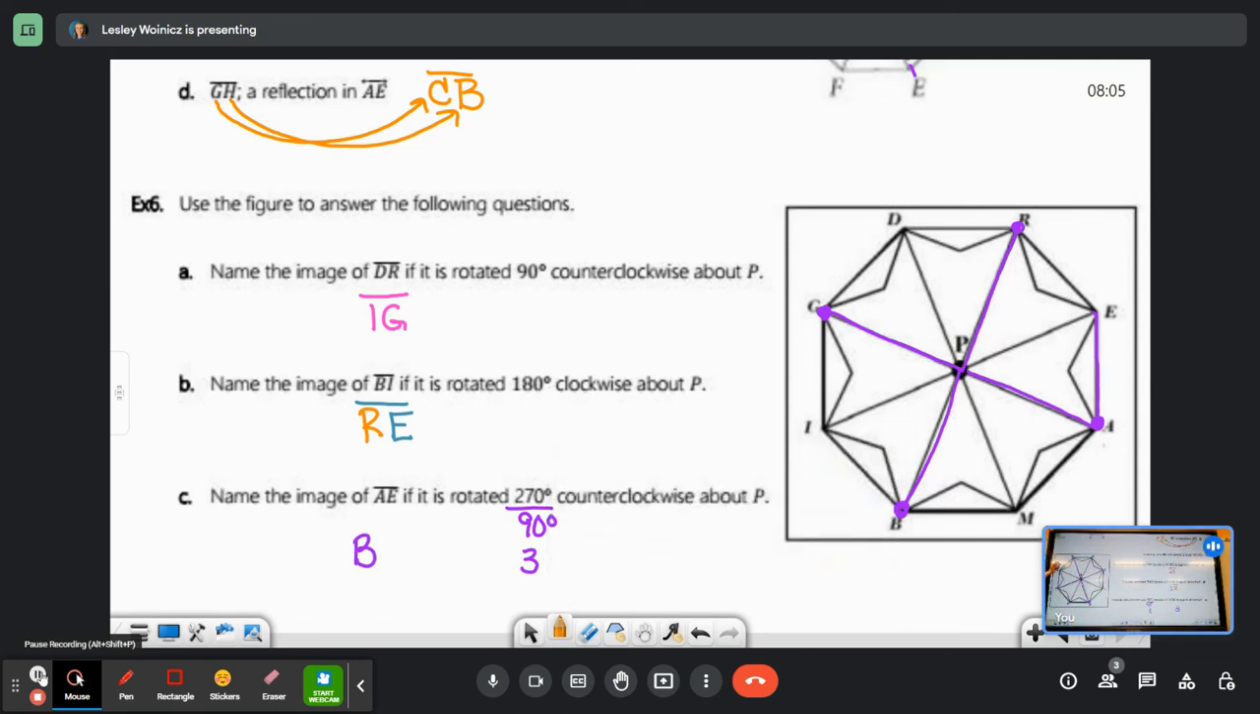Okay, now let's rotate E 90 degrees 3 times. Okay, here's the first 90 degrees. It goes to D. Here's the second one. It goes to I. Here's the third one. It goes to M. So it's this BM right here. That's the segment. Okay, that's it. That's the notes.